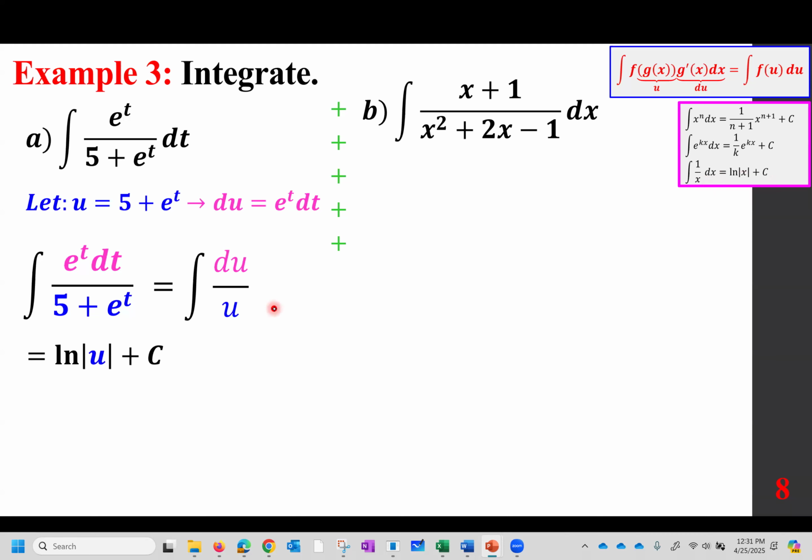And replace the u. The final answer is natural log of absolute value of 5 plus e to the power of t plus a constant. Because this expression 5 plus e to the power of t is positive, you could change the absolute value to parentheses. It's just as good. Okay, everybody? So again, it's your choice. You could change that if you want because the expression is positive.